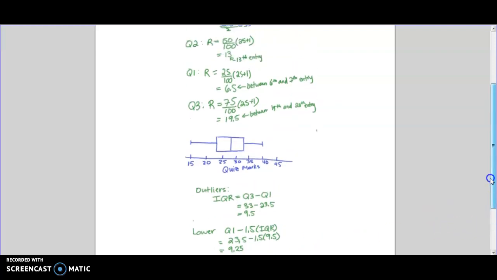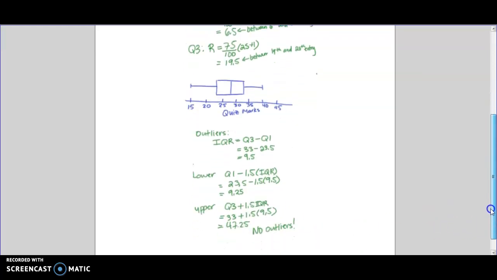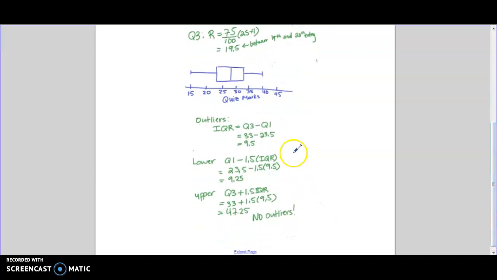Okay, so there is how you would draw your box and whisker plot. And if you were asked about outliers, you'd have to do what we just did here to show whether we have outliers or not. So if we did have numbers below 9.25, then we have an outlier. Or if we had a number above 47.25, then we have an outlier. Okay, in this case, no outliers.